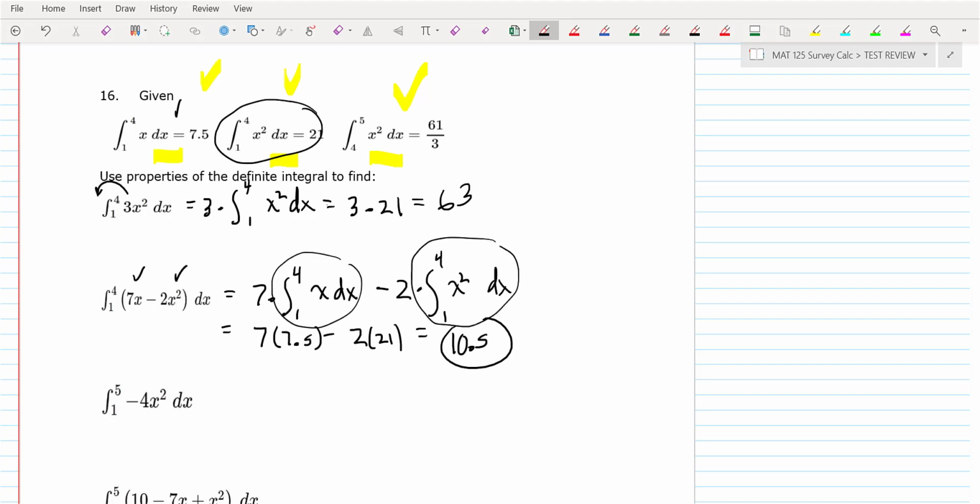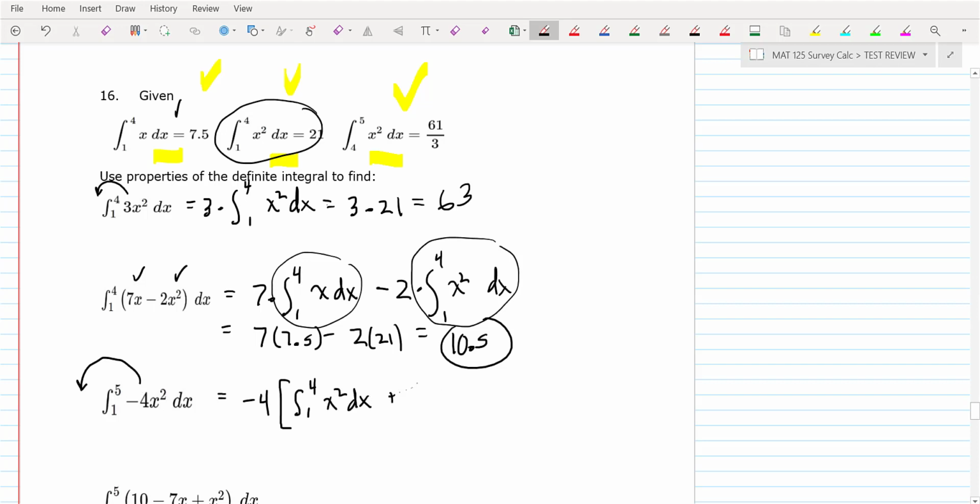Okay, all right. So the next one here, what you have is you're going 1 to 5. So what you have to do on this is you have to break it up like this. You have a constant that comes out. Then you have to break it up into 2 integrals. So you would have to do the integral from 1 to 4 of x squared dx, like that.